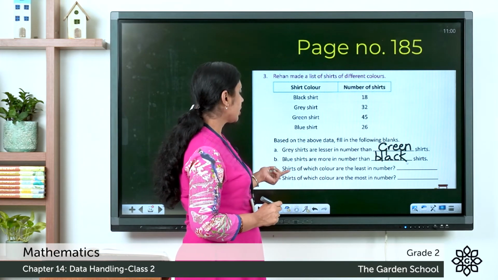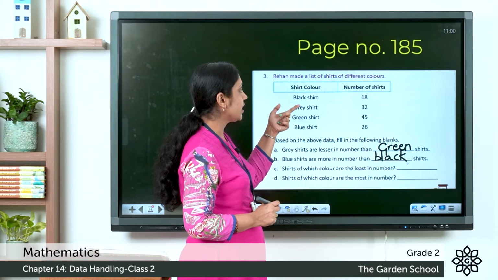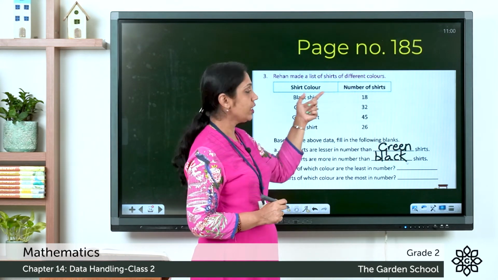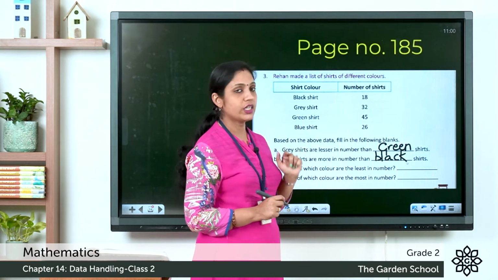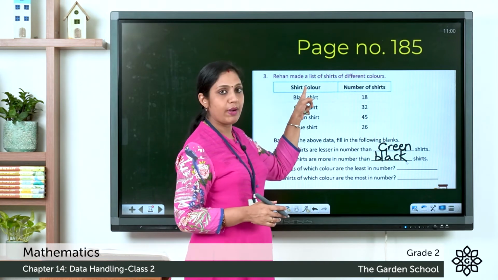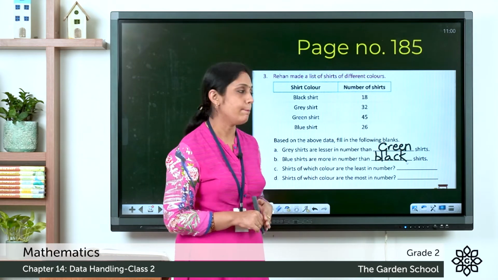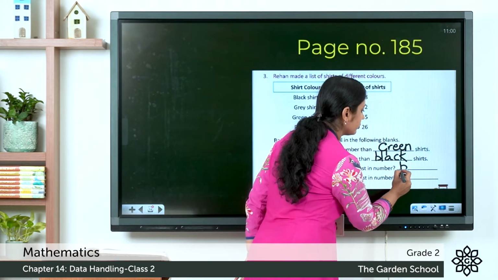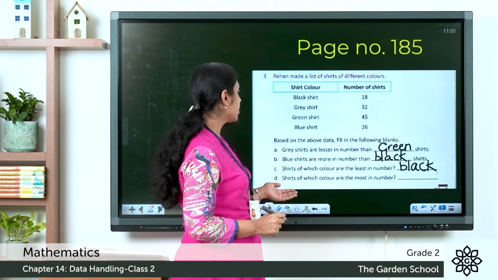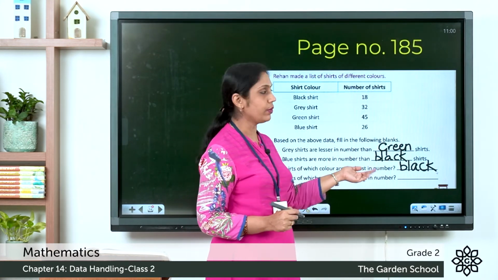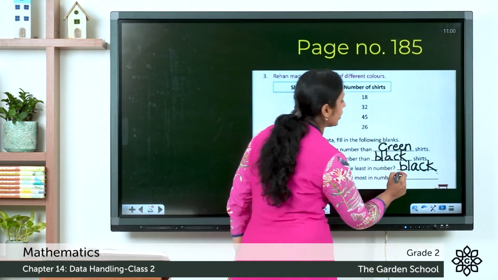Third one, shirts of which color are the least in number? So look at the table again, which is the least one. So black shirt 18, grey shirt 32, green shirt 45, blue shirt 26. So which is least in number? It is black shirt. So again we can write here, black. Question D. Shirts of which color are the most in number? So it is green shirt. It's having 45. So we'll write here green.